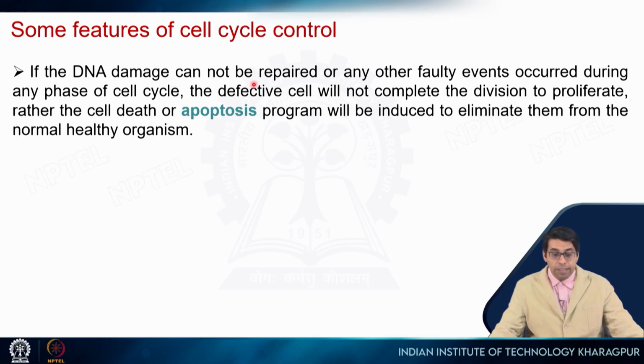If the DNA damage cannot be repaired, then the cell will trigger a particular event which is called apoptosis. So, it is programmed cell death, right. So, you do not want that damaged cell to be present in the organ, you want to eliminate it from the organ, right.